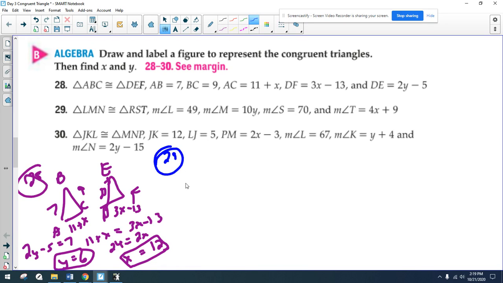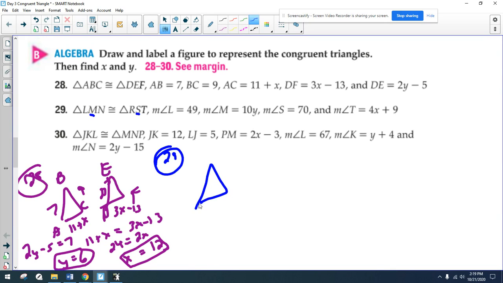So I've got LMN and RST. So since it actually says draw, that I have to do it. So if it doesn't tell me that you have to draw, then you don't really have to draw. You can just match up what goes with what. So you've got L, M, and then it just gives you the measure of angle S. So S would have to match up with the M. So you could set 70 equal to 10y to find your y value. Okay? That's kind of the easiest way to do it.